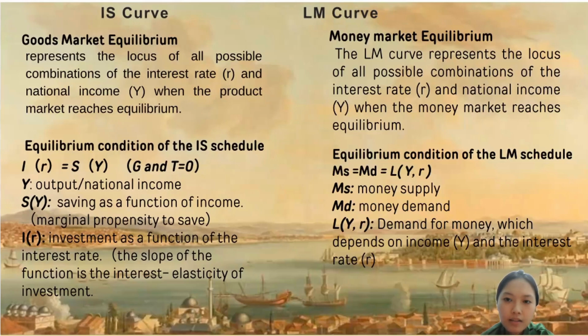Second, let's say the money market equilibrium. The LM curve represents the locus of all possible combinations of the interest rate and the national income when the money market reaches equilibrium. Equilibrium condition of the LM schedule: MS = MD = L(Y, r). MS is money supply. MD is money demand.